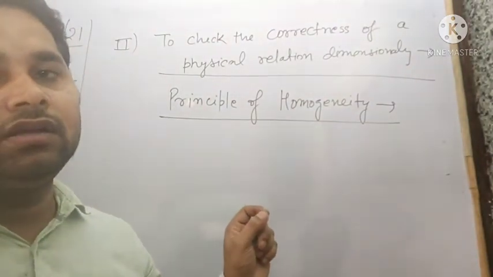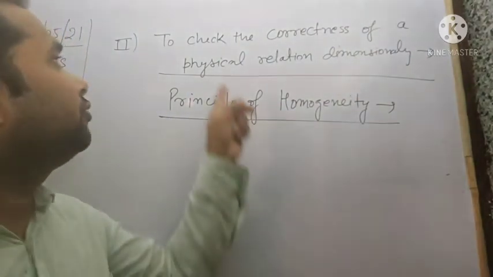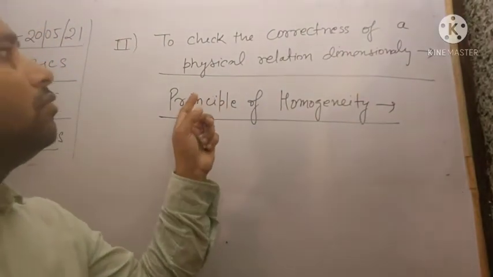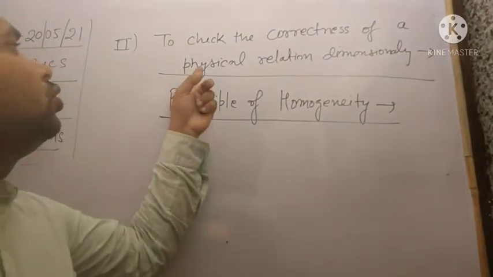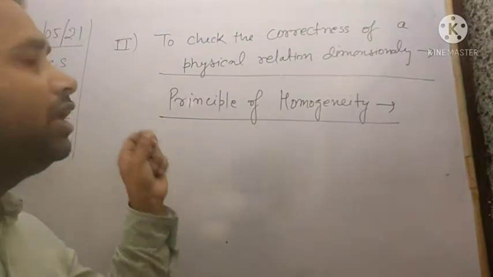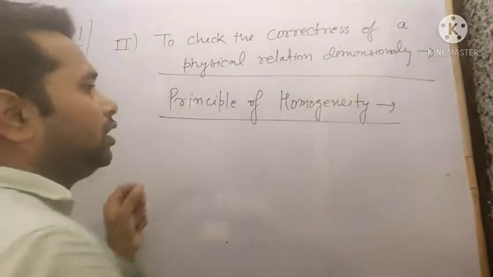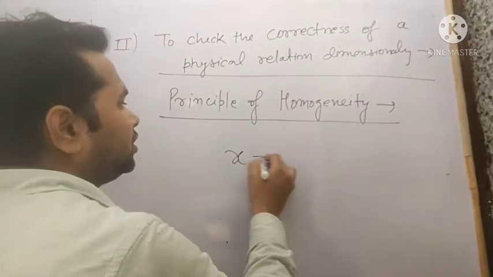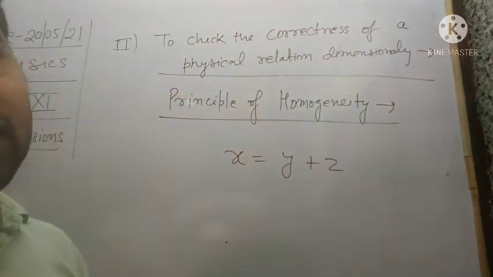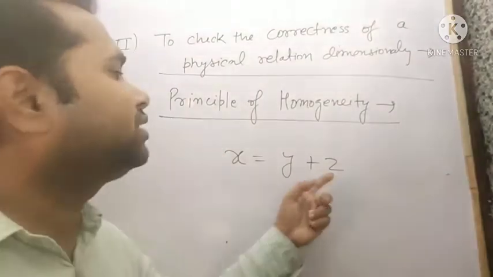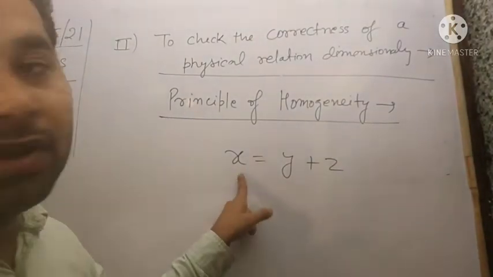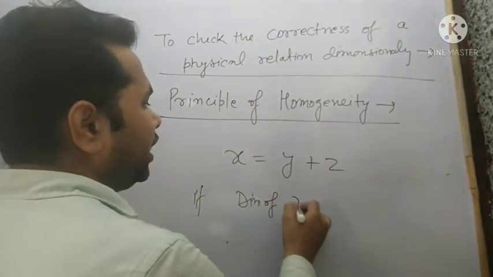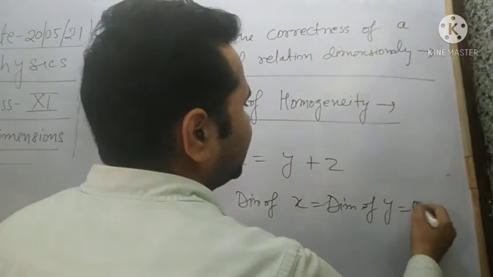This principle says that if a physical relation, meaning a physical formula, a formula used in science, usually in physics, or in chemistry also, is dimensionally correct only if the terms on both sides of the relation have the same dimension. See here, for example, x equals y plus z. Suppose this is the physical relation, a formula, and this formula will be dimensionally correct if the dimension of x equals the dimension of y equals the dimension of z.